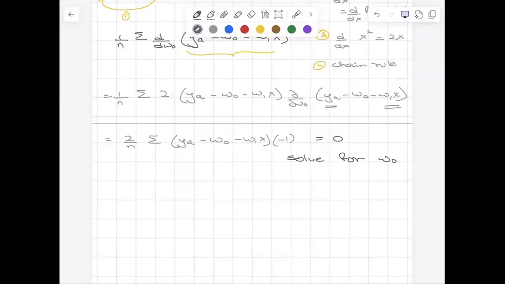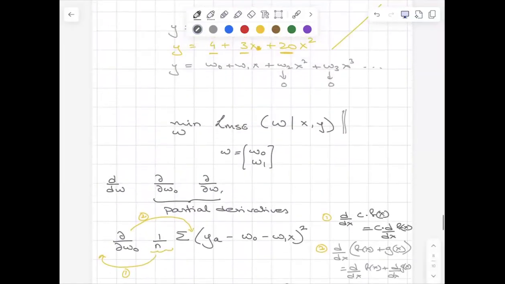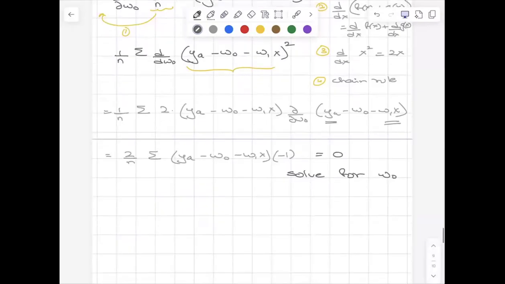Don't worry if you don't follow the steps, right? Keep in mind this, that I had this definition of my loss as a function of w. I took its derivative with respect to w naught, and I got this equation. And I'm just going to set that equal to 0 and solve for w naught. Is that fine? Yeah.